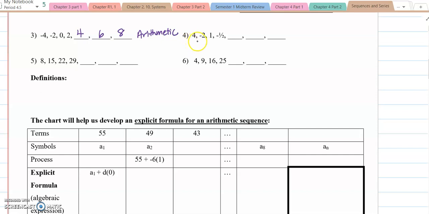In number 4, we're dividing by -2, so I would get a positive 1/4, a negative 1/2, a positive 1/16. I consider this to be geometric because I'm always dividing by the same number. Number 5, adding 7, so we get 36, 43, and 50. And then number 6, it's clearly a pattern. These are perfect squares.